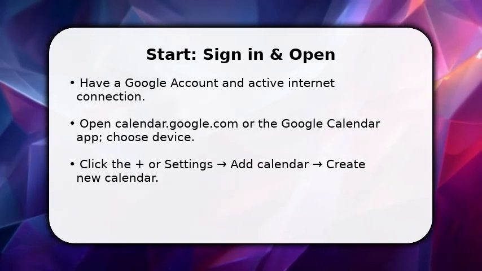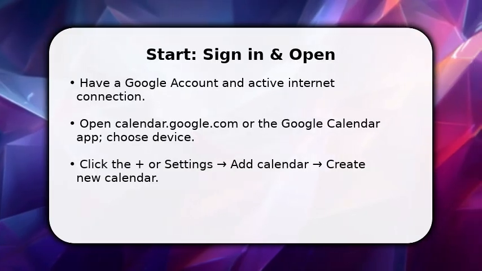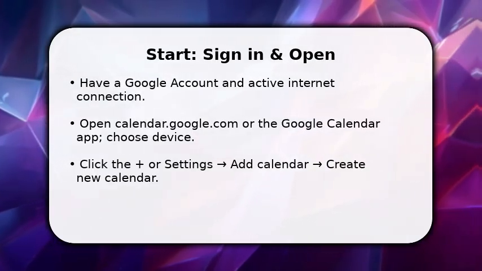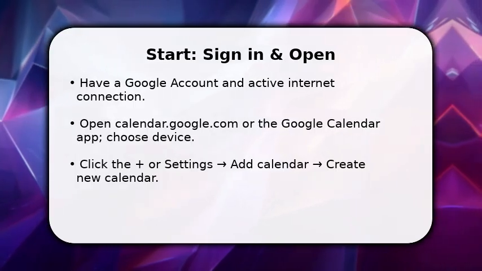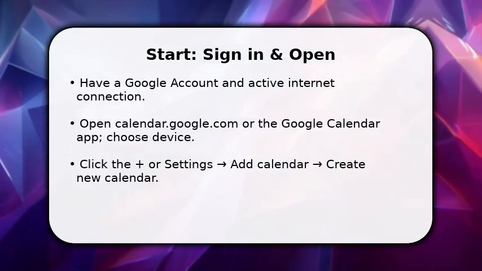You start by signing into your Google account. This links events across devices. Once signed in, go to Calendar.Google.com or open the mobile app so you can work in the right interface.